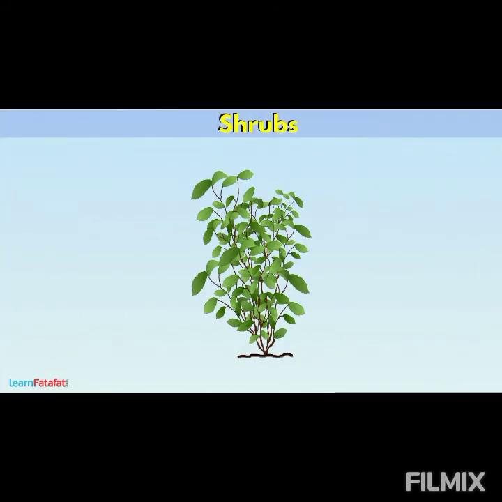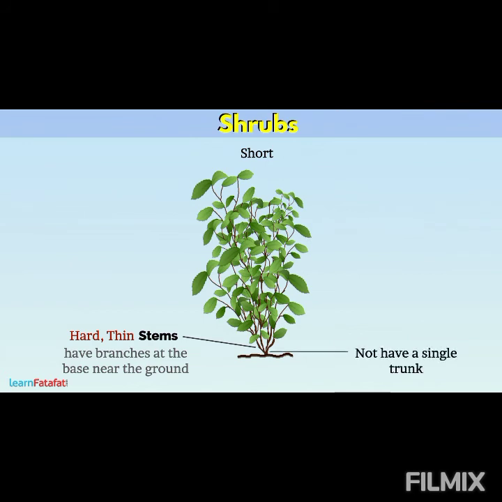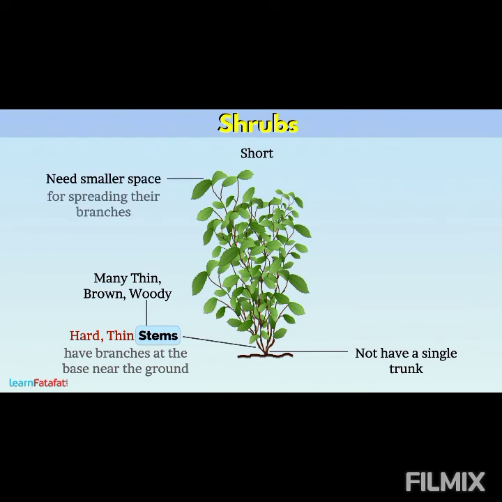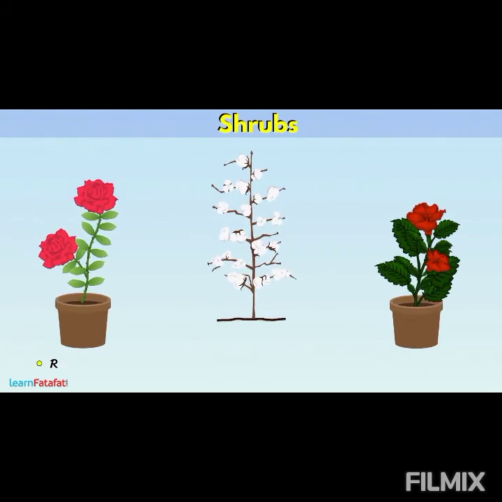Shrubs. Some plants are short. They have hard but thin stems. Usually, the stem has branches at the base near the ground. Such plants are called shrubs. They do not have a single trunk. Instead, they have many thin, brown, woody stems. These plants need smaller space for spreading their branches. Usually, they live for a shorter time. Examples: rose plant, cotton plant, hibiscus plant, etc.